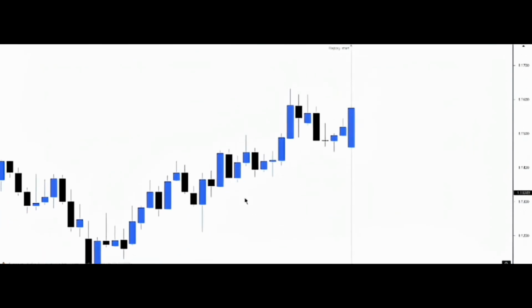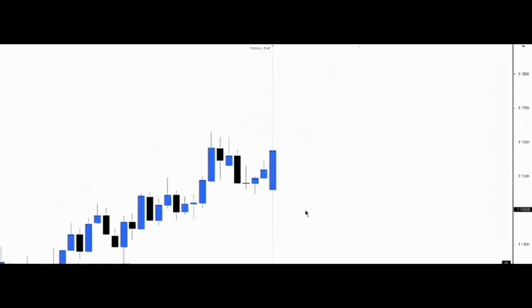And if you can see, we have been going higher, higher, higher, higher. Count the number of the bullish candles here and then count the number of the bearish candles. You realize that the number of bullish candles outweighs completely the number of the bearish candles. So we are pretty much bullish. So that's what you want to determine first.